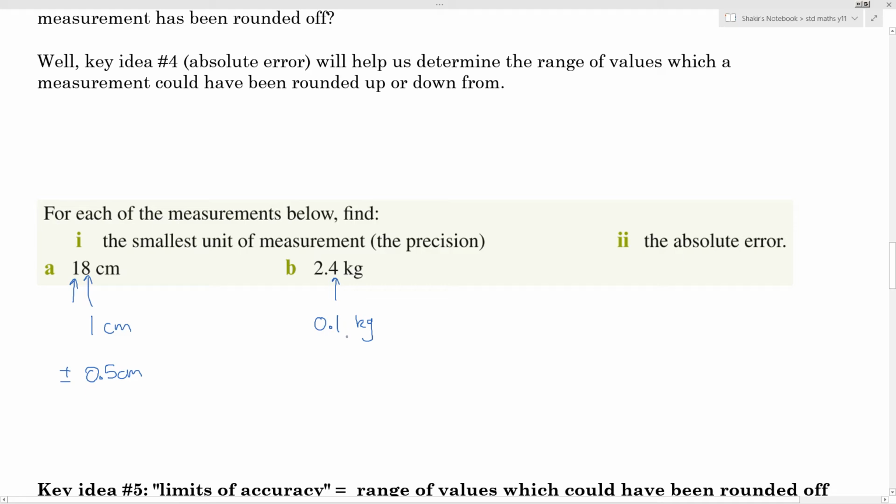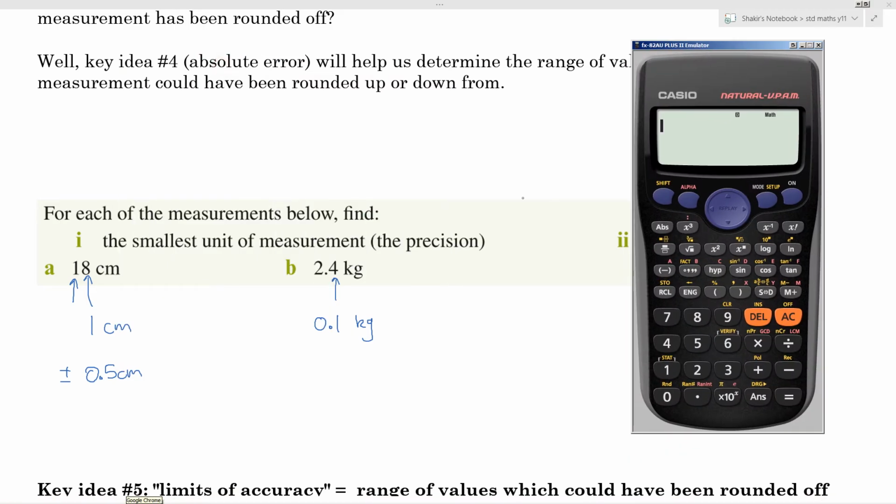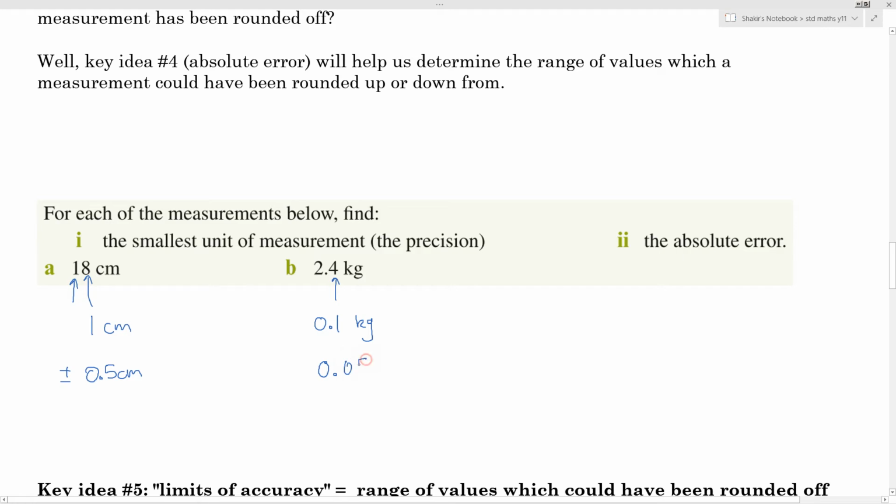Half of this, and you're more than welcome to use a calculator. So let me just pull out a calculator. If you're not sure, don't risk it. Don't have to do it mentally. 0.1 divided by 2. That's 0.05. So 0.05, and you just put a plus or minus. Okay? So that's part 1, and that's part 2. And that's, okay, you get the idea. That's for B, and that's for A.